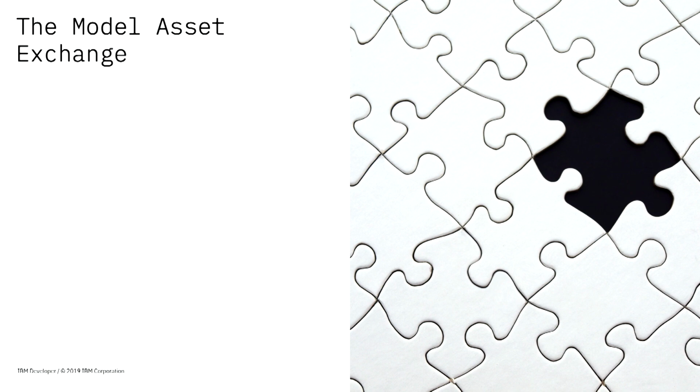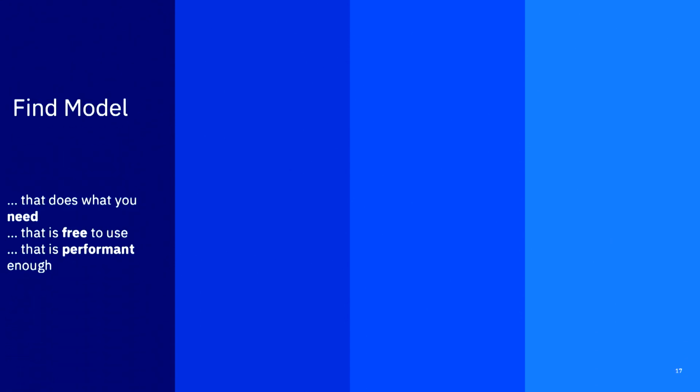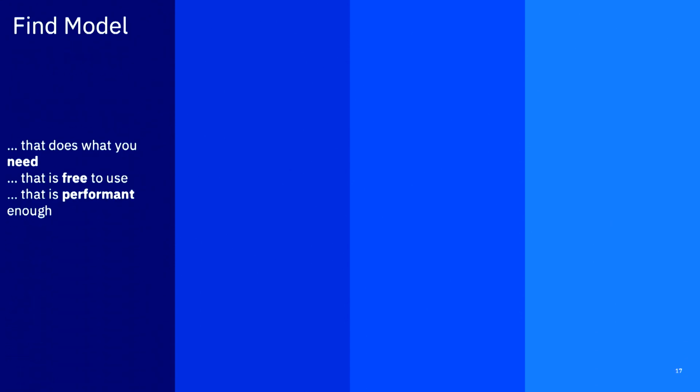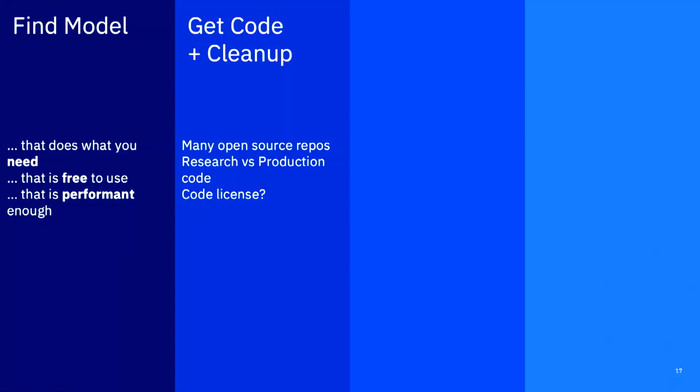So this is one problem that we're trying to solve within our team with a project called the Model Asset Exchange. So the steps that one needs to go through to actually find a machine learning model that works is you've got to go out there and see, is there an existing model that does what I need? So if I'm doing image classification, what is out there? Is it performant enough? Does it meet my use case? Can I actually use it from a licensing perspective?